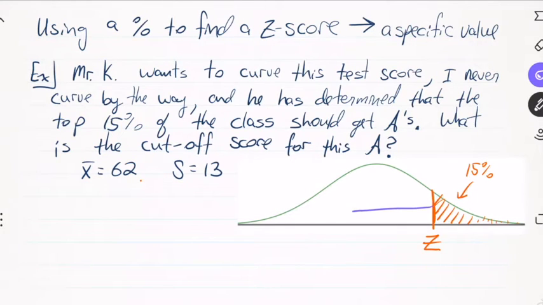So the percent that is below a z is going to have to add up with 15% to give you a total of 100. So the first thing we're going to have to do is take 100% and subtract our 15%, and that'll leave 85% of the class that is going to score less than this z-score, or have less than an A on the test. All right, so this is the number that we're going to have to look up on the table, 85%.